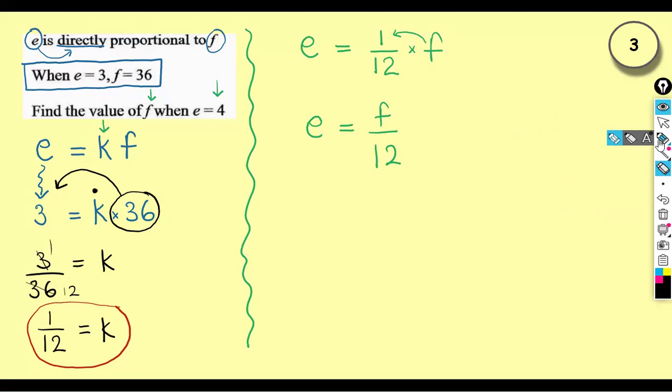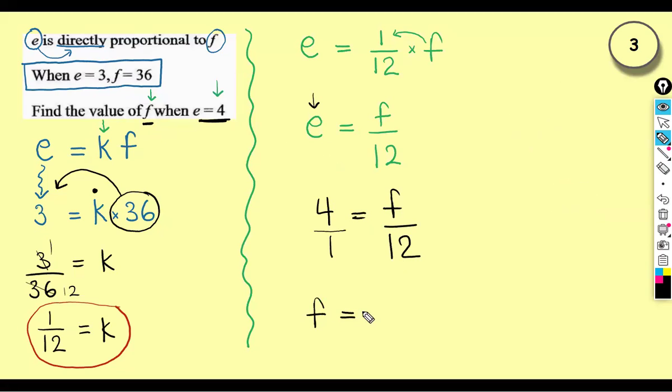So now that we know this is the simplified version, we want to know the value of F when E is 4. So let's replace E with 4. And of course, we're trying to solve for F. 4 is the same thing as 4 on 1. Cross multiply and solve for F. F by 1 is F, because anything by 1 is itself. And 4 by 24 is 48. So for those who got 48, you are correct.